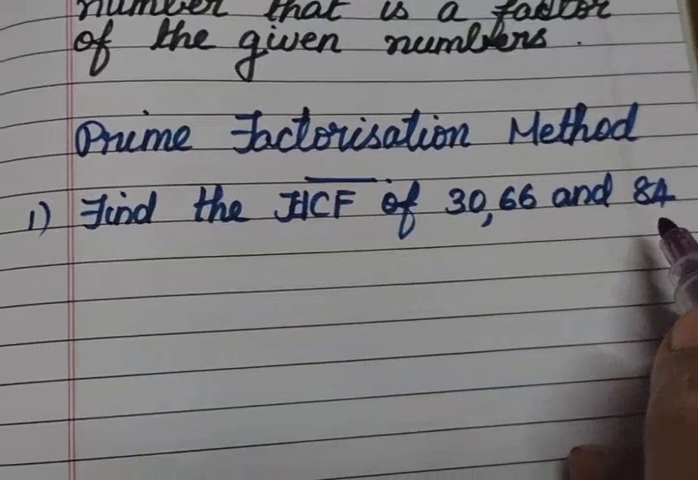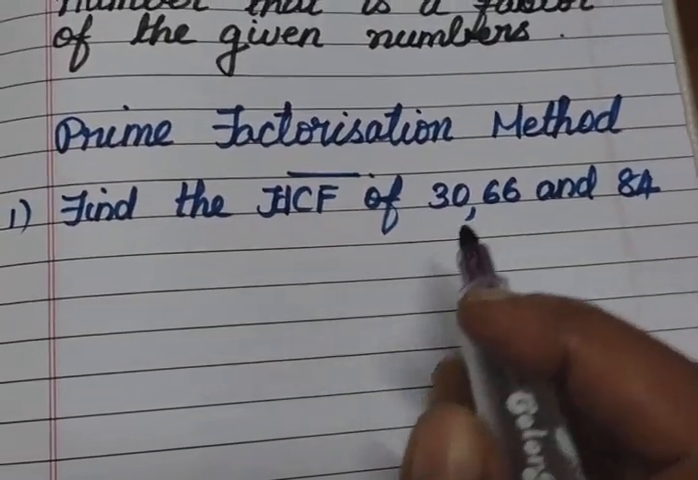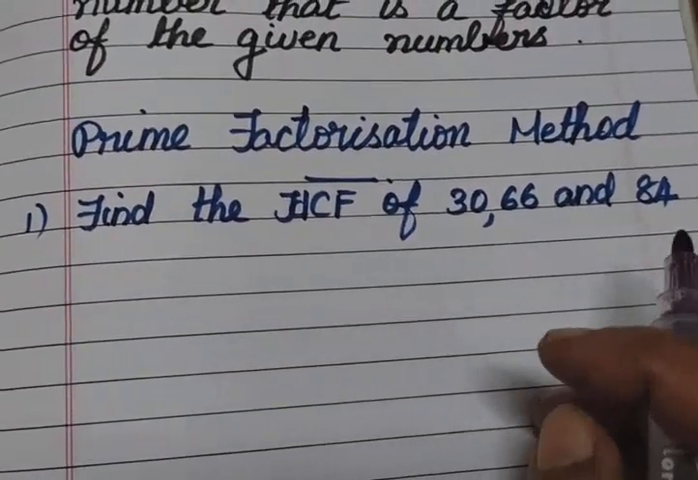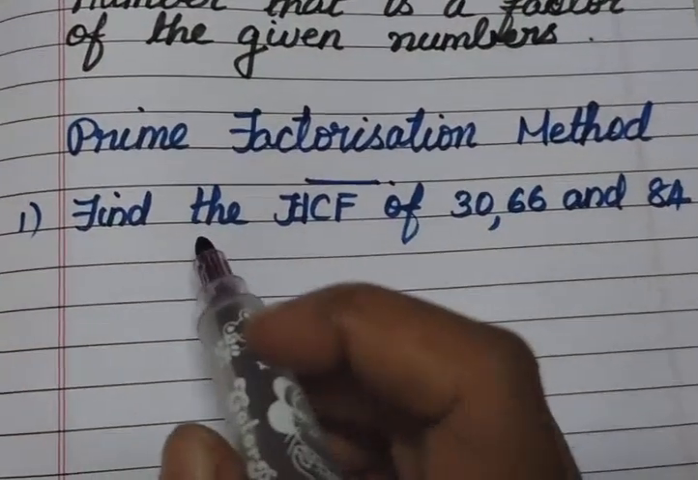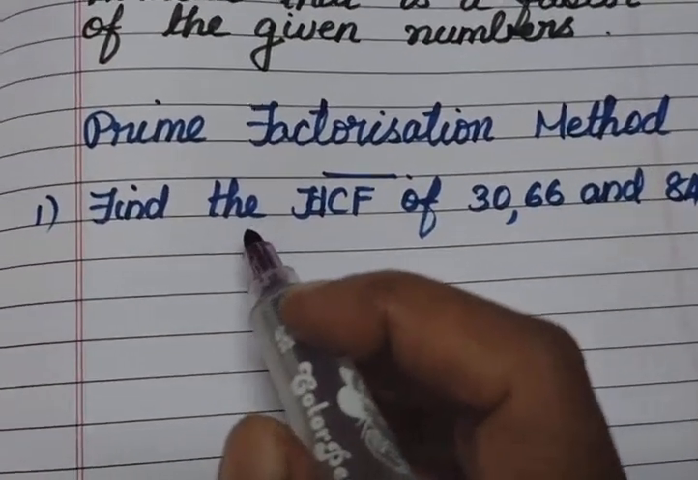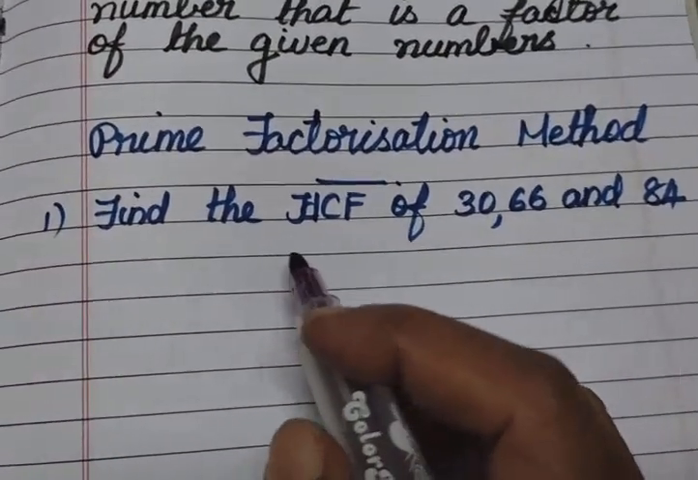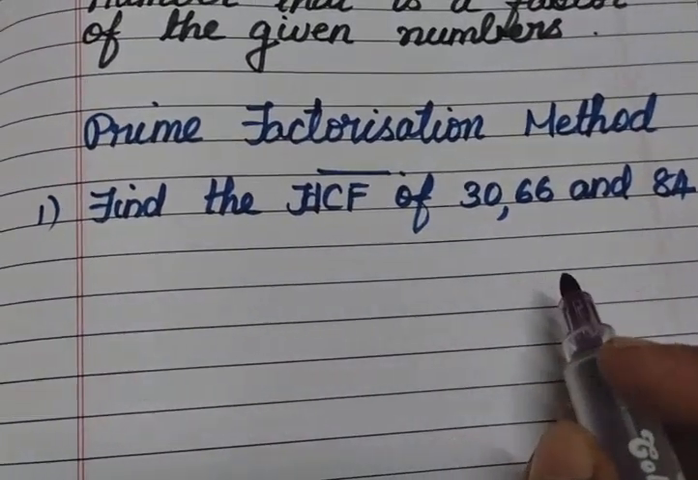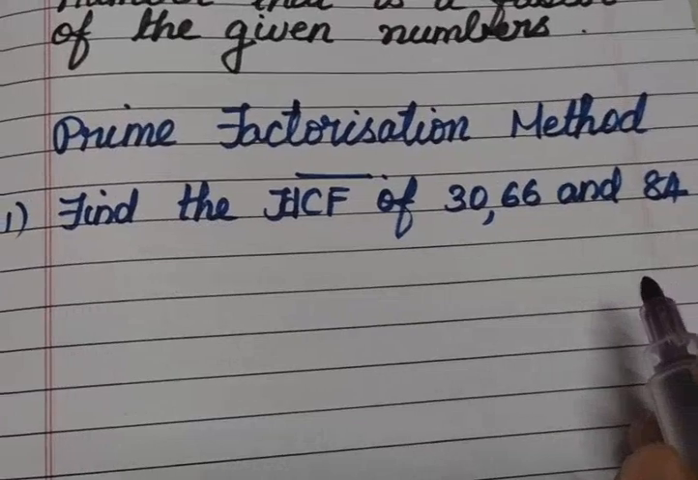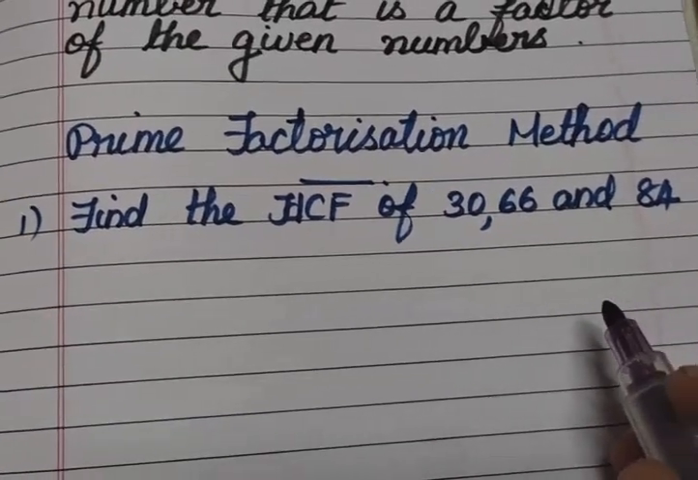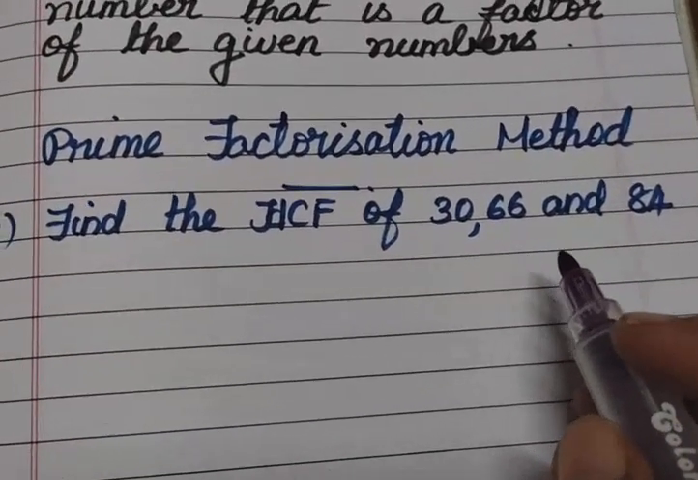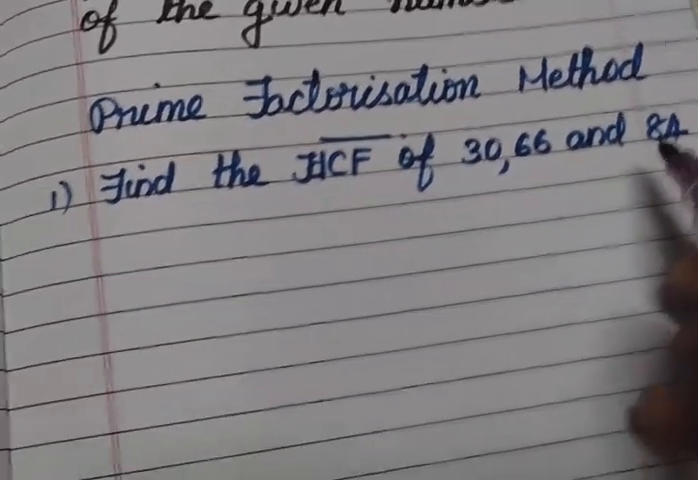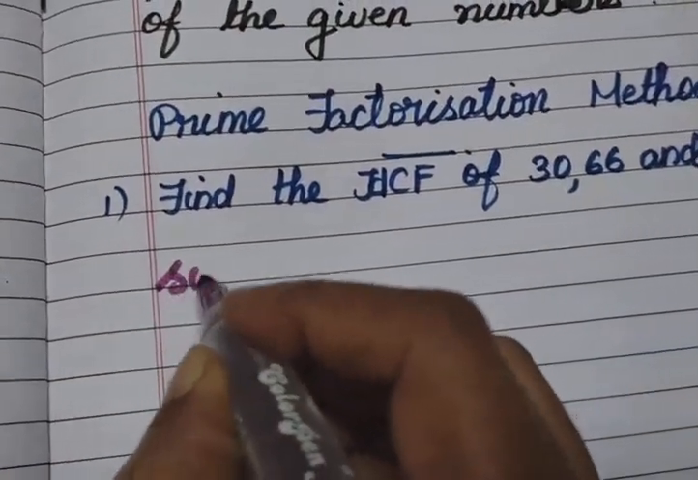Prime factorization means here you have to factorize these three numbers using prime numbers. What are the prime numbers? 2, 3, 5, 7, 11, 13, 17, etc. These are the prime numbers. Use prime numbers only to factorize. So first of all we can do 30.